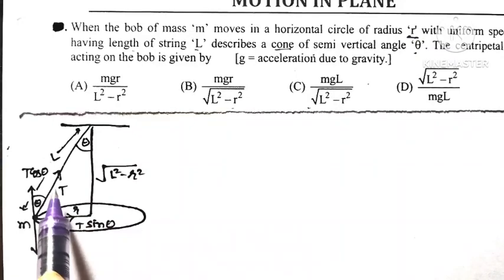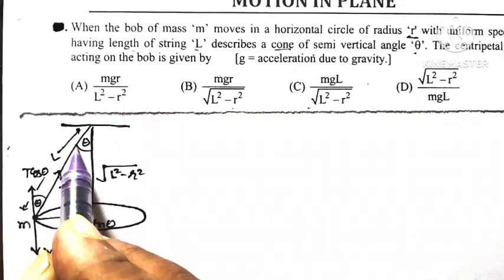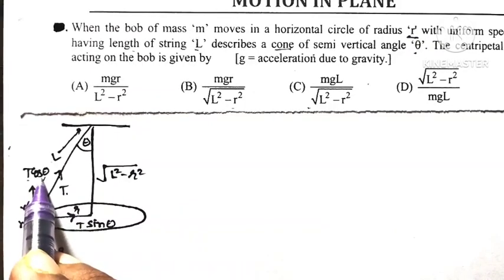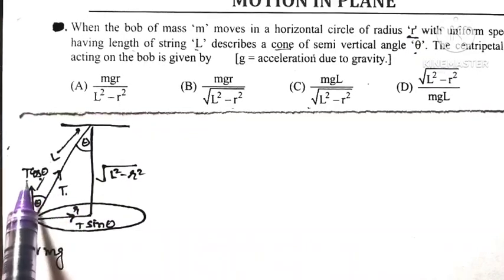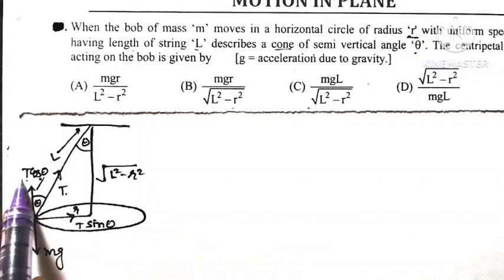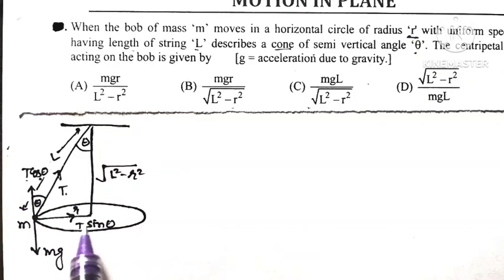We can resolve this tension T. See here, if the vertical angle here is theta, then here this angle is theta. So resolve that tension T into two rectangular components. One component which makes an angle theta with T is T cos theta, as you know. The component of a vector which makes an angle theta with the given vector is that vector times cos theta, and the other rectangular component T sin theta will act along the radius directed towards the center.